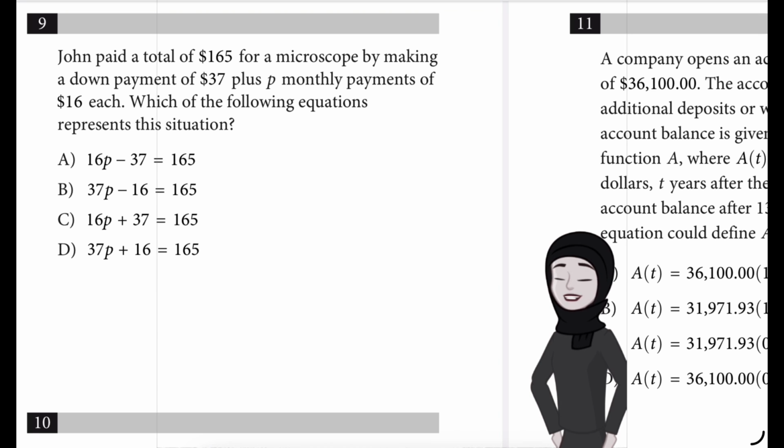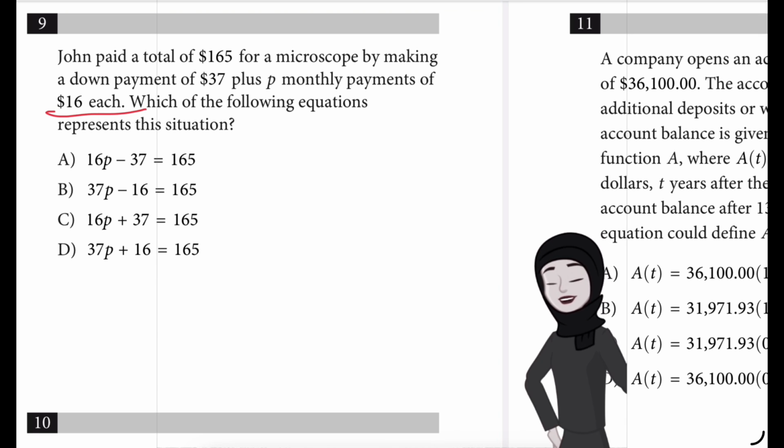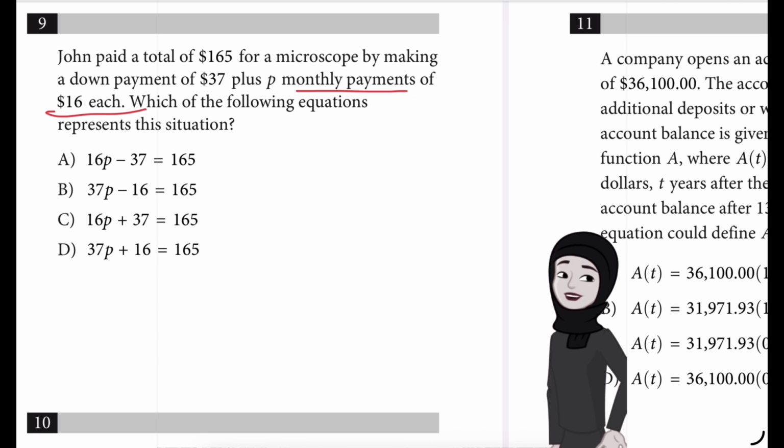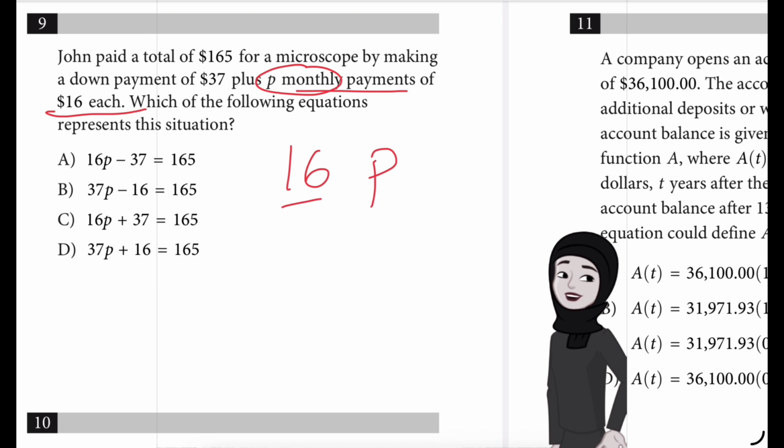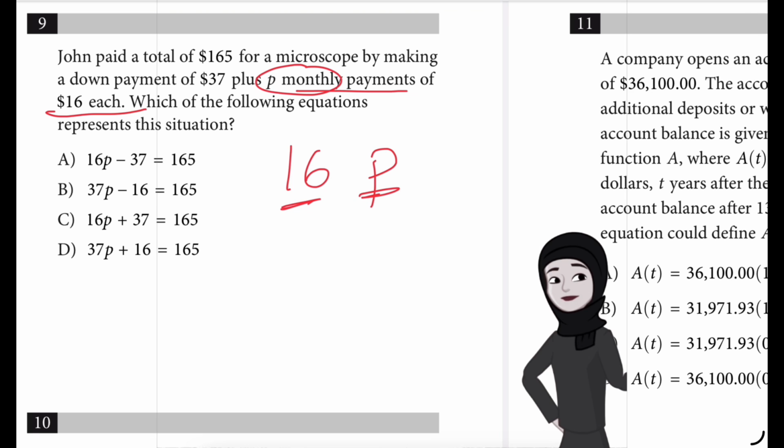So first of all, he is making a $16 payment each month. These are monthly payments, and that he has done for P months. And the total amount of these payments we can represent by multiplying 16 with P. 16P will represent the total amount of these monthly payments.